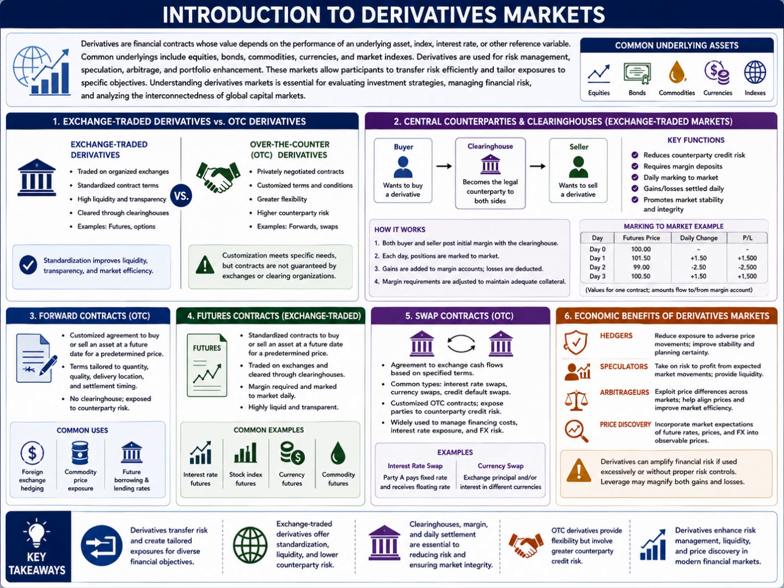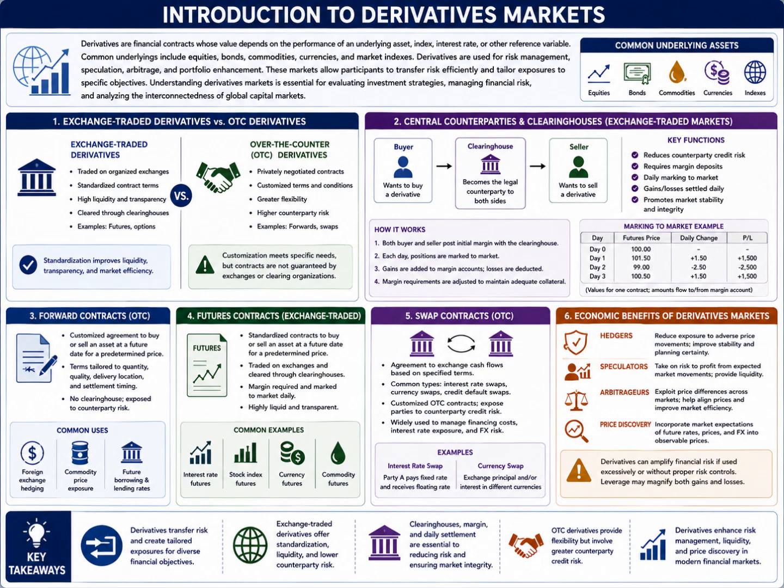Exchange-traded derivatives are standardized contracts traded on organized exchanges such as futures and options exchanges. Standardization improves liquidity, transparency, and market efficiency because contract terms such as expiration dates, contract sizes, and settlement procedures are predetermined. OTC derivatives, by contrast, are privately negotiated agreements between counterparties and can be customized to meet specific financial needs. Common OTC derivatives include swaps and forward contracts.